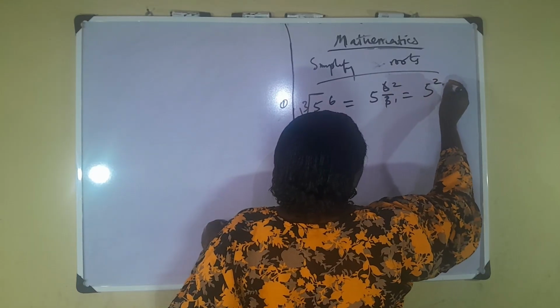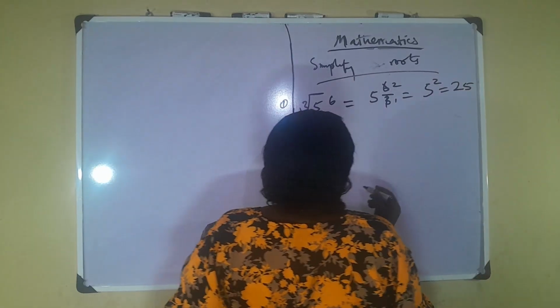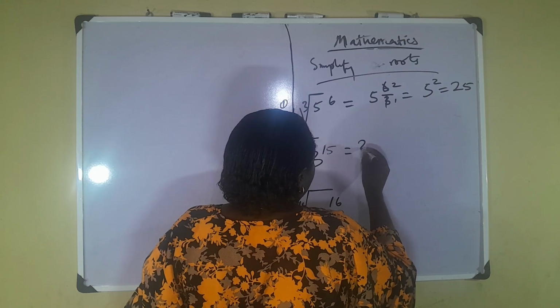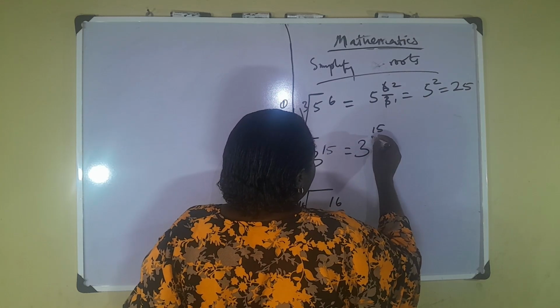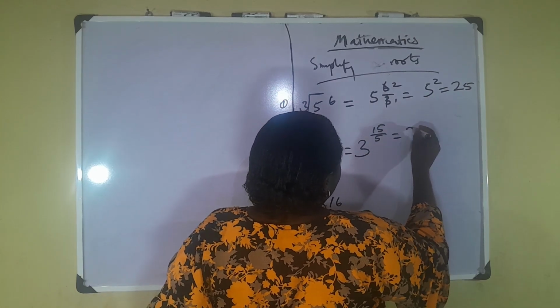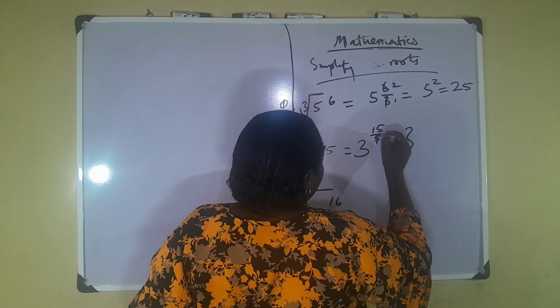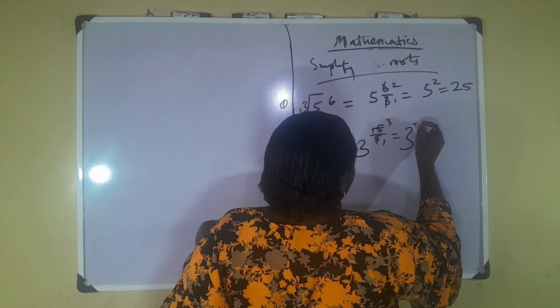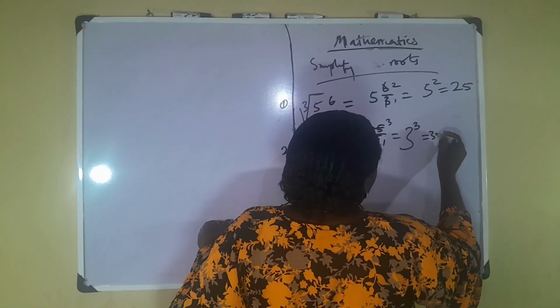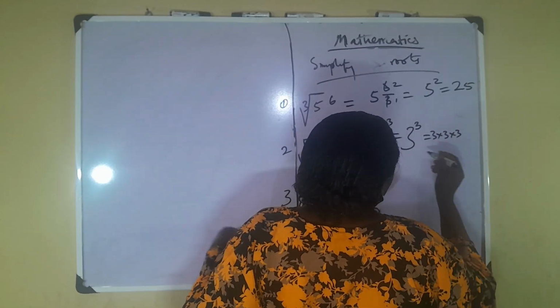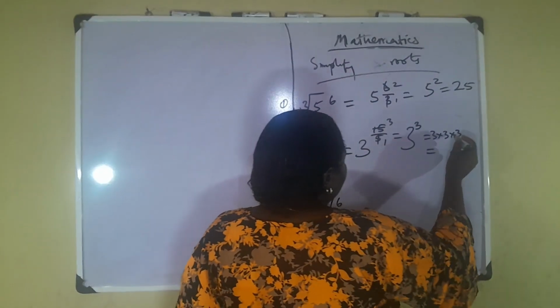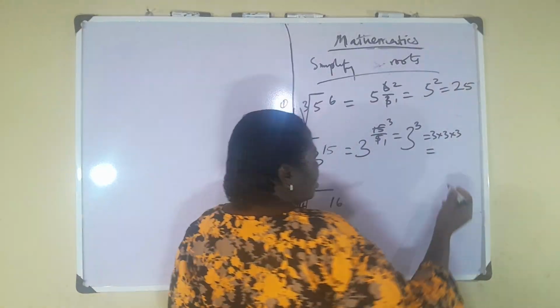5 raised to the power 2, which is 25. This is 3 raised to the power 15 over 5, which is 3. 5 divided 1, 5 divided 3, 3 raised to the power 3, which is 3 times 3 times 3, which is 3 times 3 is 9. 9 times 3 is 27.